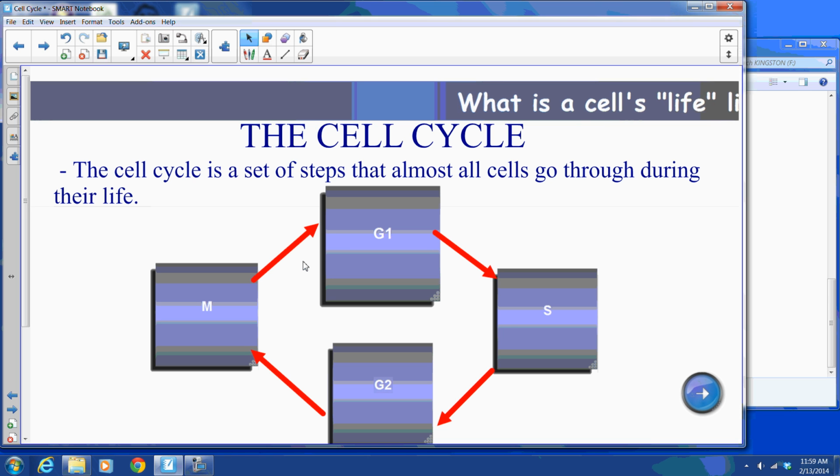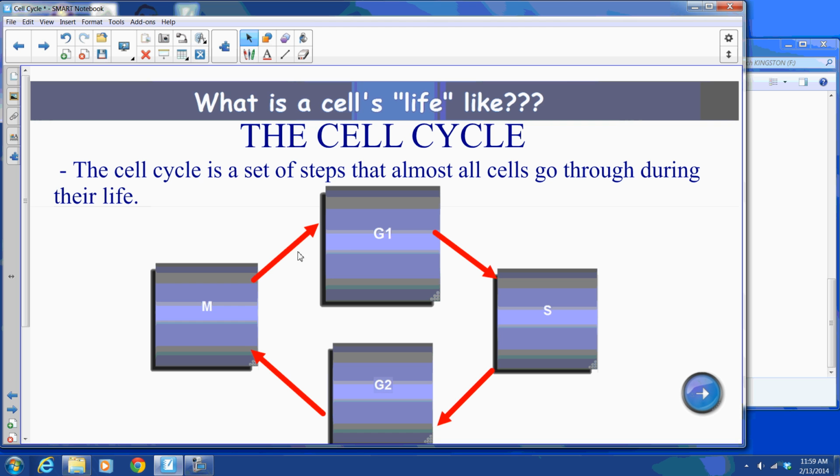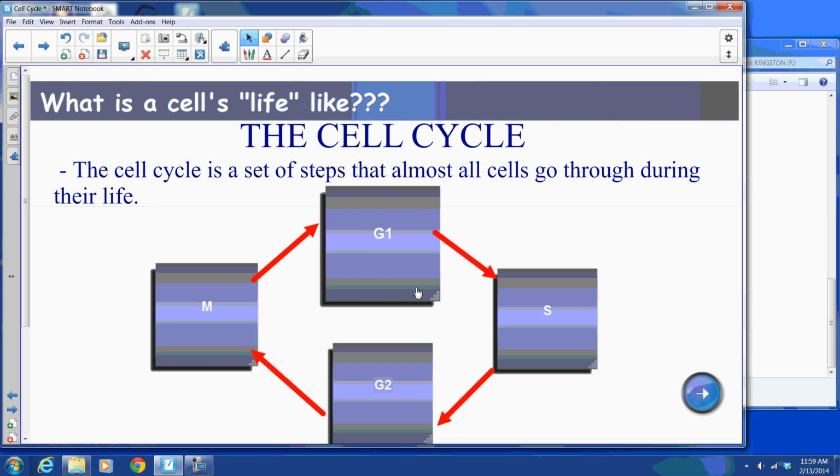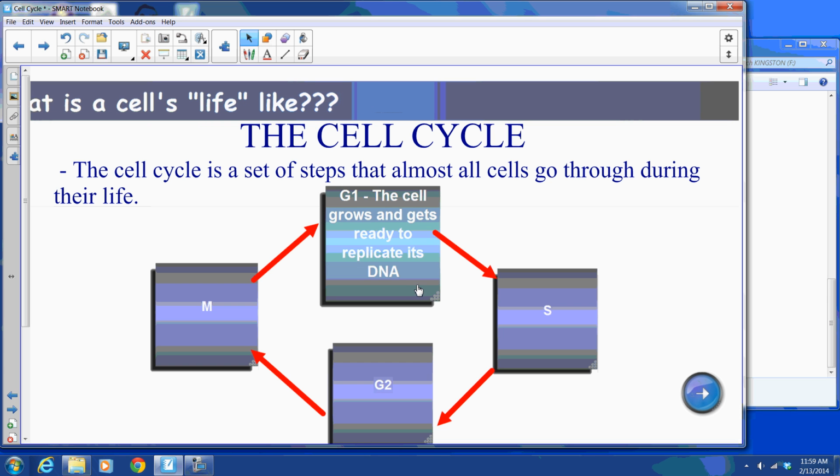And so if we think of a new cell that's just been formed, we call that new cell a daughter cell. And so that daughter cell is going to start right here in the G1 phase of the cell cycle. And if we flip this box over here, during the G1 phase, the G actually stands for gap. So this is the first gap phase. That's G1. You see we also have G2 down here at the bottom.